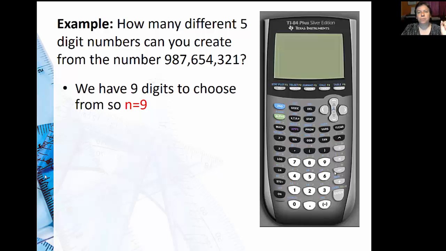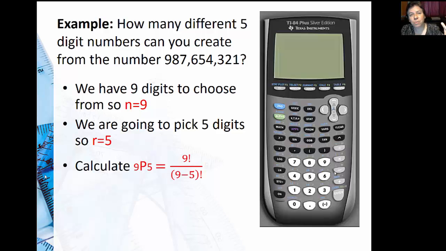So if I was using the formula, I'd say, okay, I'm doing permutations because 1, 2, 3 is a different number than 3, 2, 1, right? So order does matter. We're doing a permutation. And that's basically going to be 9 factorial over 9 minus 5 factorial. I could go ahead and do that on my calculator and basically say 9 factorial divided by 4 factorial. And I would get that number.